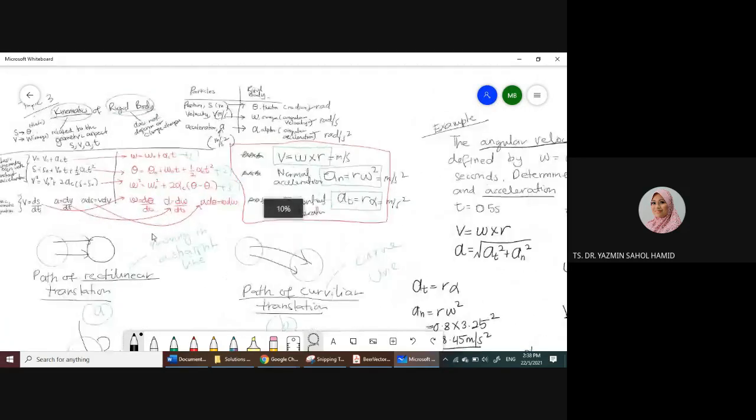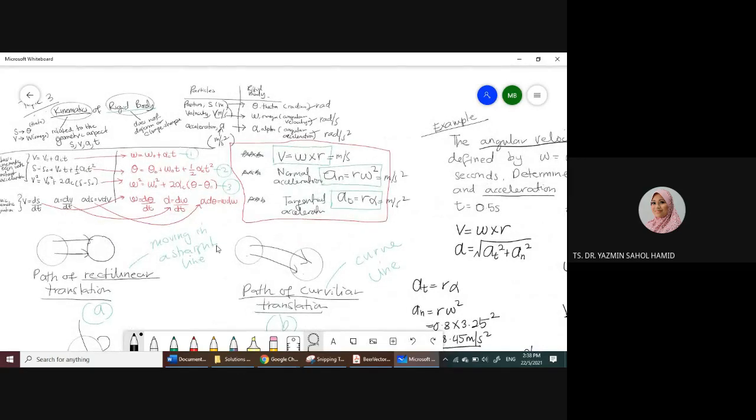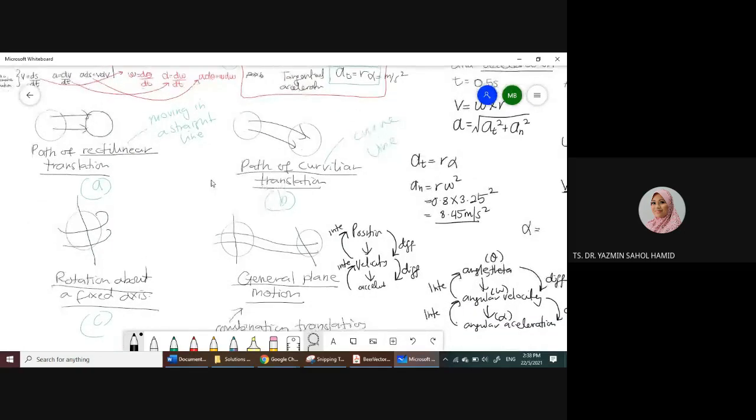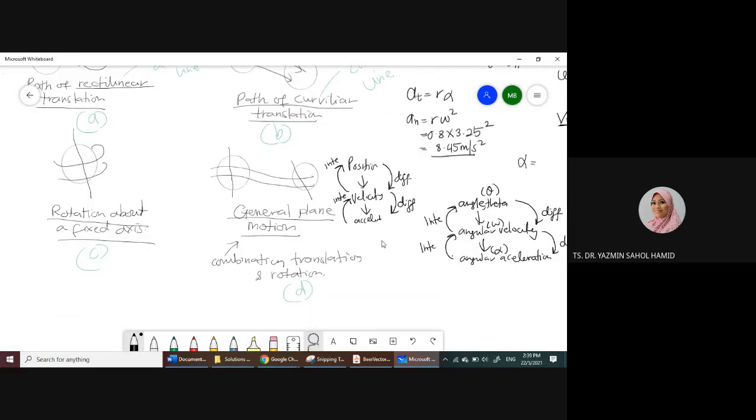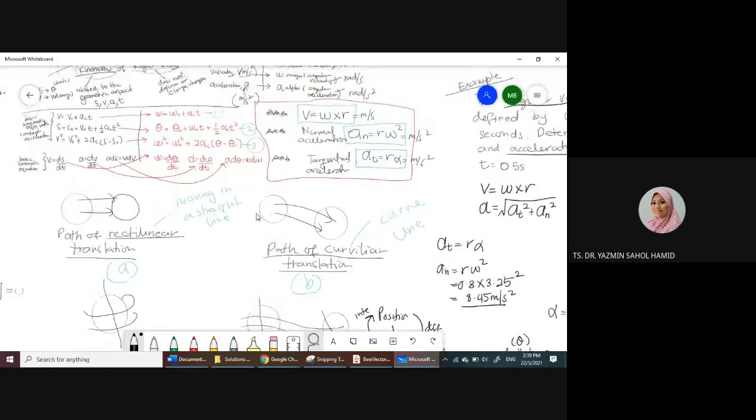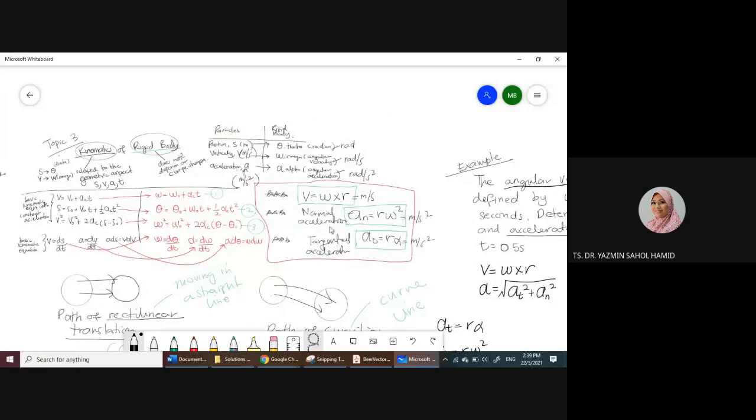You understand there are 4 types of motion: rectilinear translation, curvilinear translation, rotation about a fixed axis, or general plane motion. General plane motion is the combination of translation and rotation. And then you understand that these are the formulas that are involved in this topic, and you understand the units. That is fine. Okay. Anything else you would like to ask before we stop?